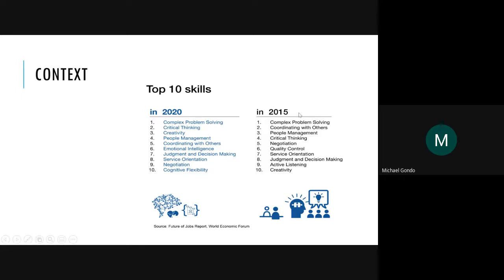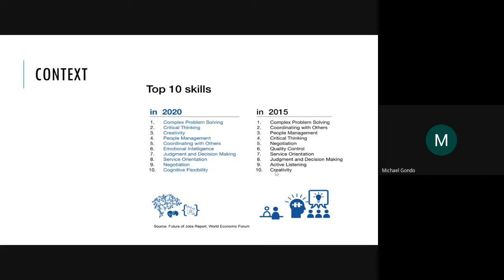So when you look at the evolution, I'm not going to go through every single one of them, but just for outlining purposes, in 2015, our top 10 skills were, in order of significance: complex problem solving, number one, followed by coordination, people management, critical thinking, you name it. And then just check out creativity there. It was sitting at number 10.